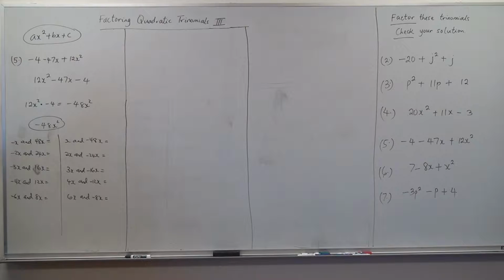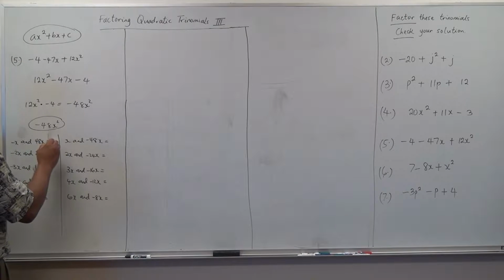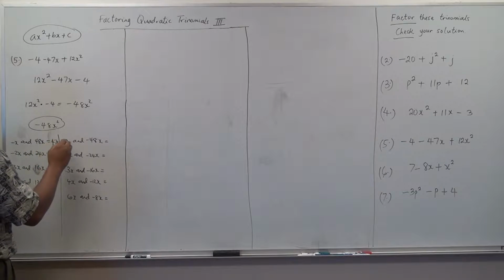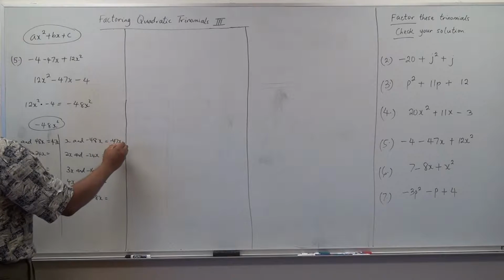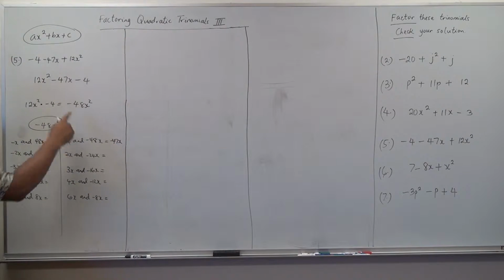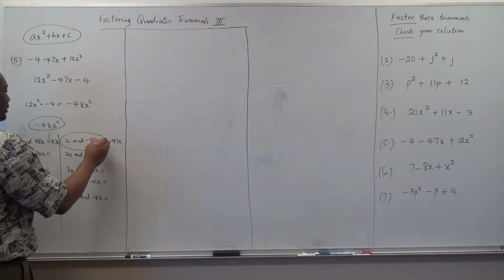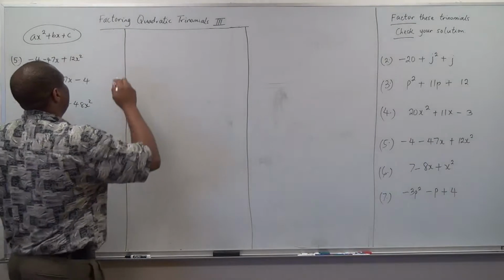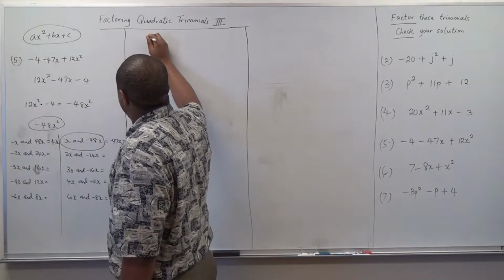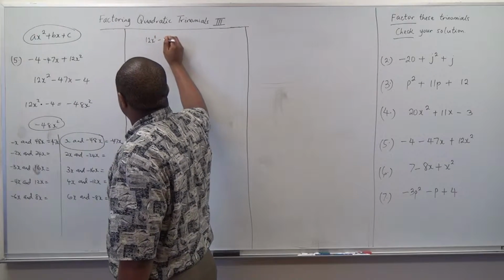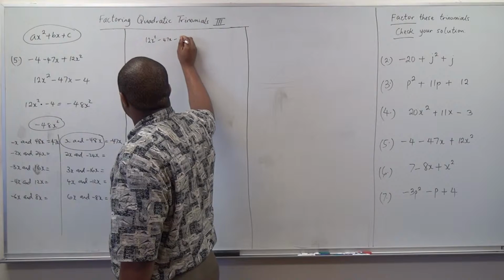So this one will give us 47x, and this one will give us negative 47x. So we're already there, and we don't need to waste our time on the rest. So this is what we pick here. So we go ahead, and the next method will be to replace. So let me write it out first, and then I'll replace.